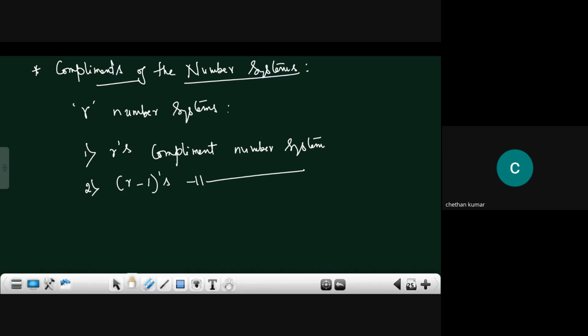Let's take radix 10. Its complements are 10's complement and 9's complement. If radix is 2, 2's complement and 1's complement. If radix is 8, 8's complement and 7's complement. Radix 16, 16's complement and 15's complement. If the radix is 5, what are its complements? 5's complement and 4's complement.